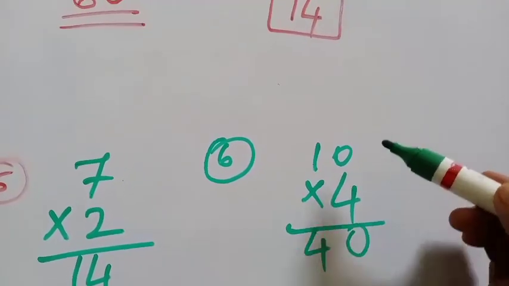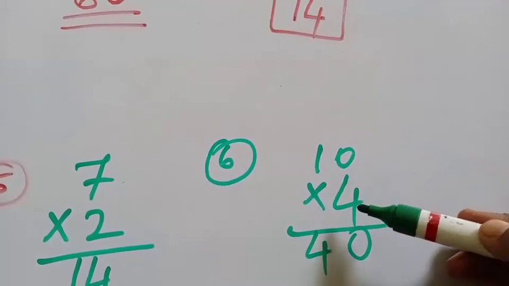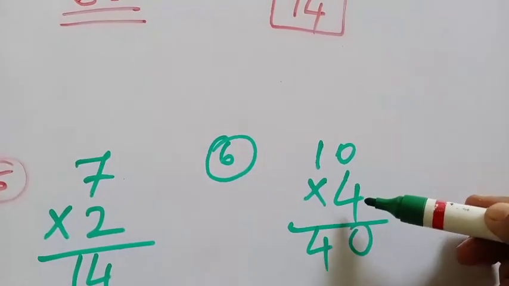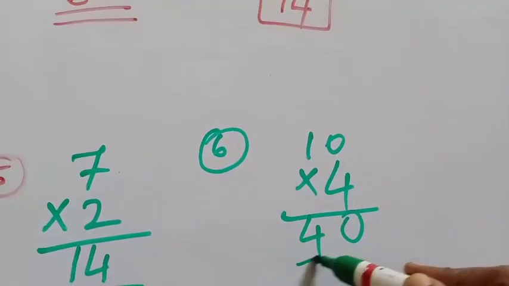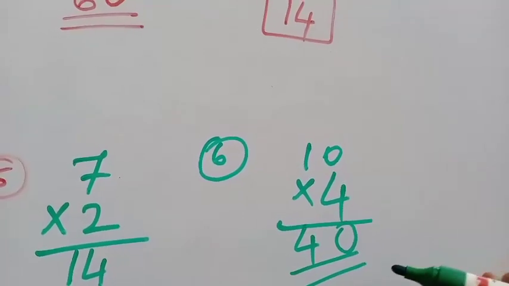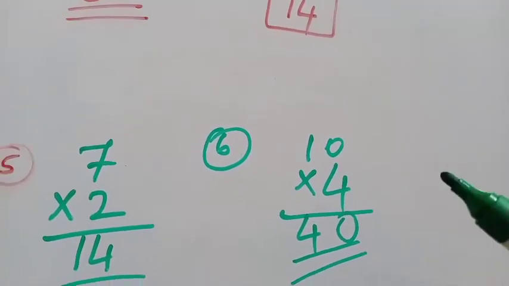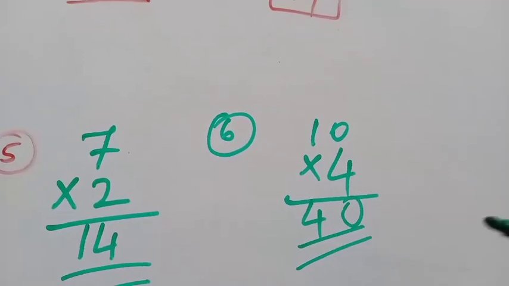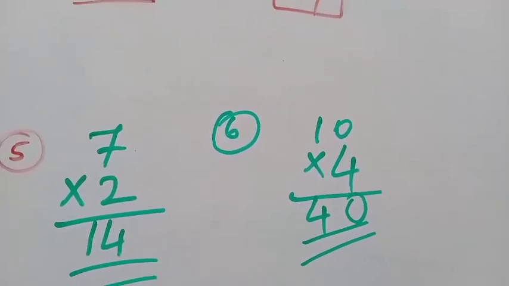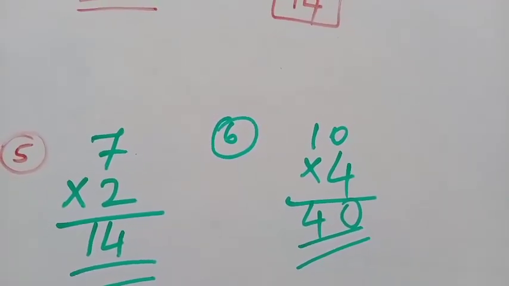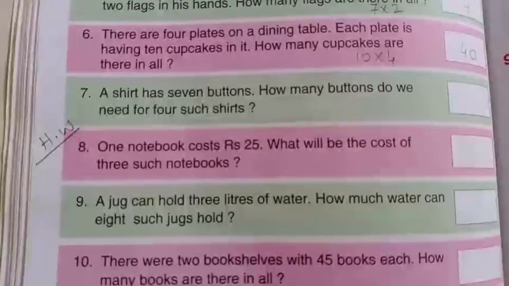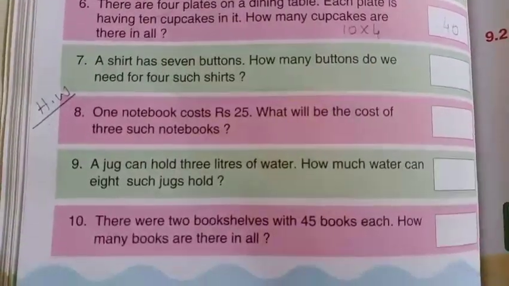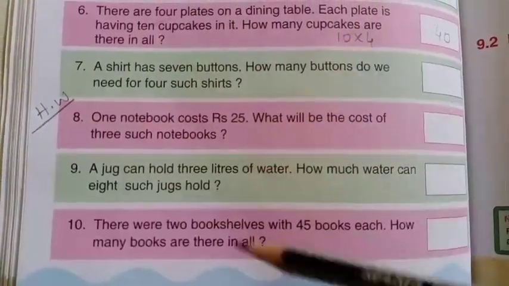First down to up, then cross multiplication. 4 ones are 4. So the total answer is 40. So how many cupcakes are there all together? 40 cupcakes. Okay? Yes, let's move to the next one. The next remaining 4 sums are your homework. I'll give them to you as homework.